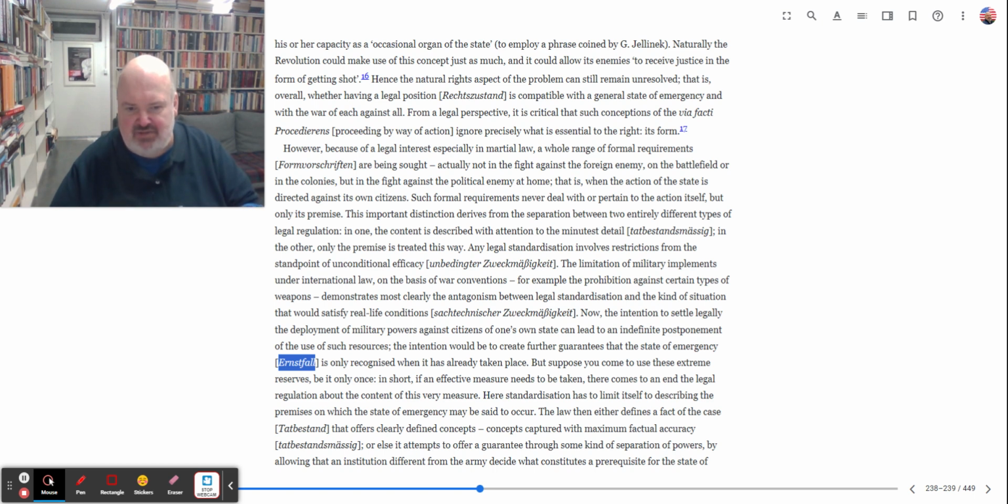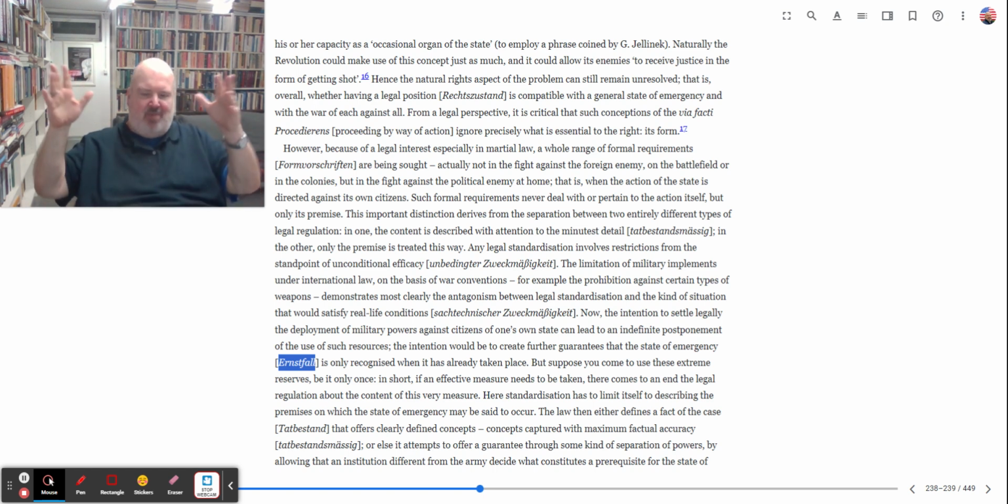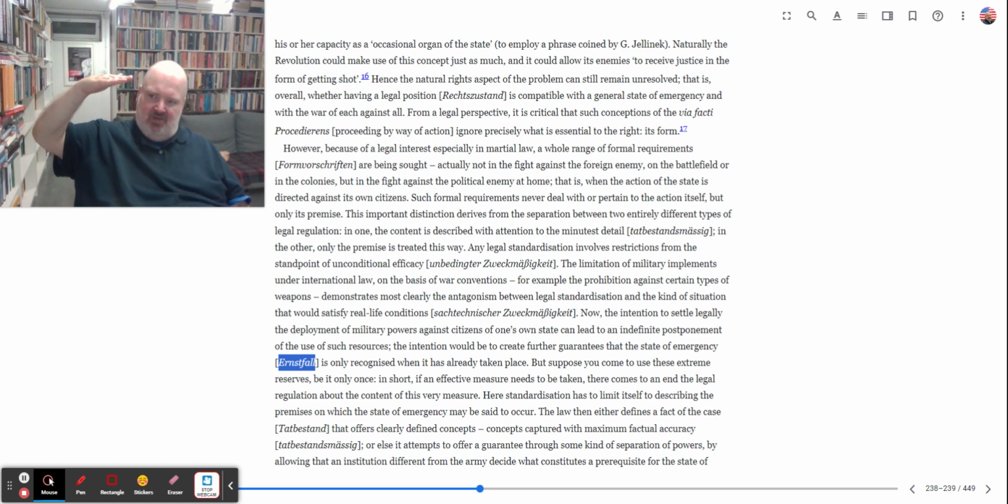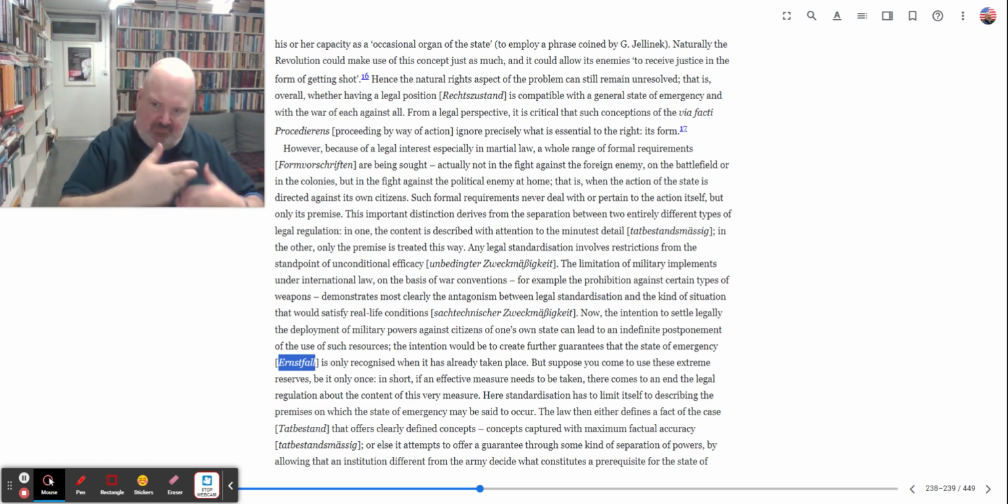Here, standardization has to limit itself to describing the premises on which the state of emergency may be said to occur. It cannot limit how it is being done. Now, this point is that the legal standardization can only address the premise of when a state of emergency is. What defines it? What it is? When it is? Okay, not how it is to be resolved. Because what can be done to resolve it? If it does that, then it goes too far. It then goes to the point of actually endangering the system. Okay, the difference is the standardization can only work at the level of the premise, not the level of the means that is being done.